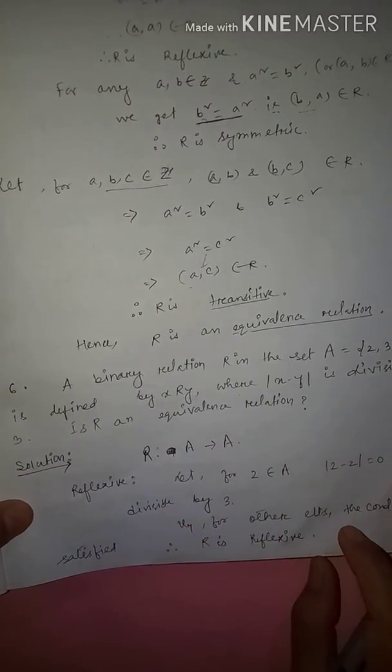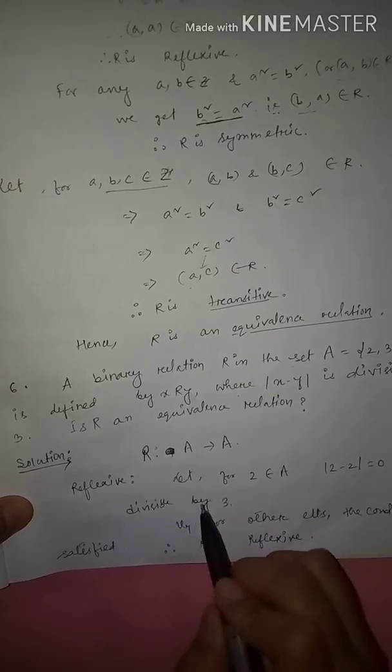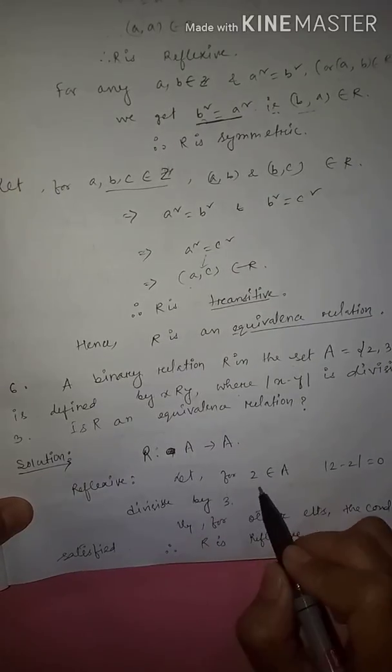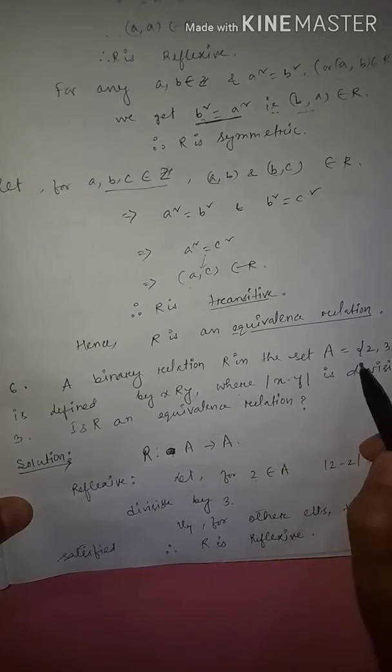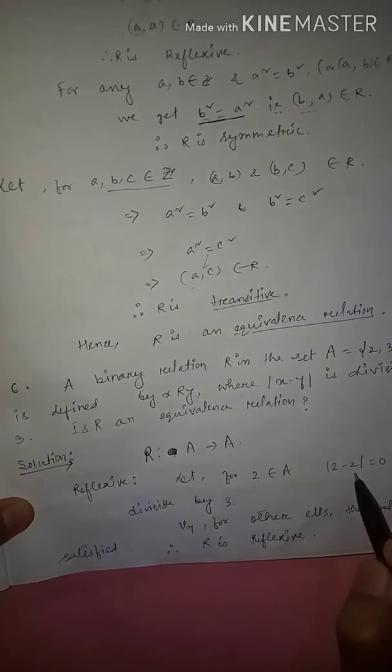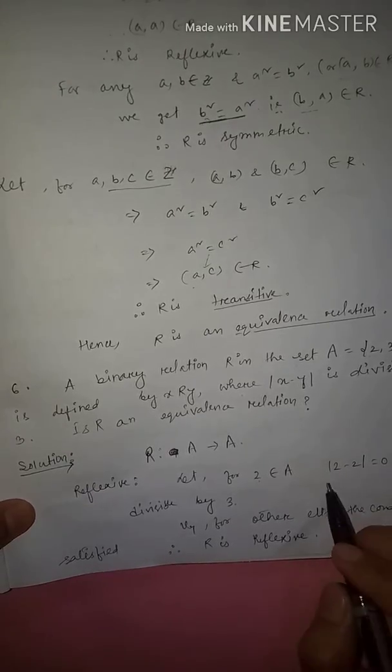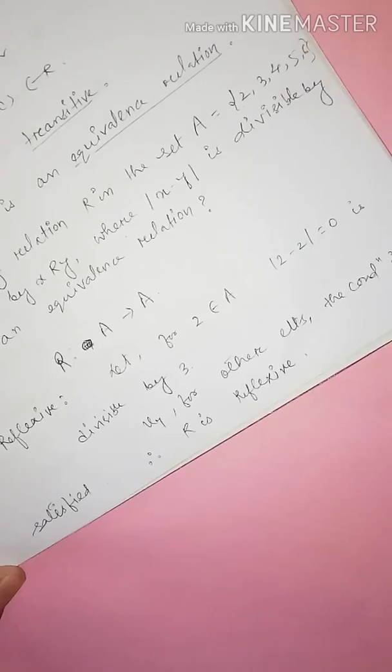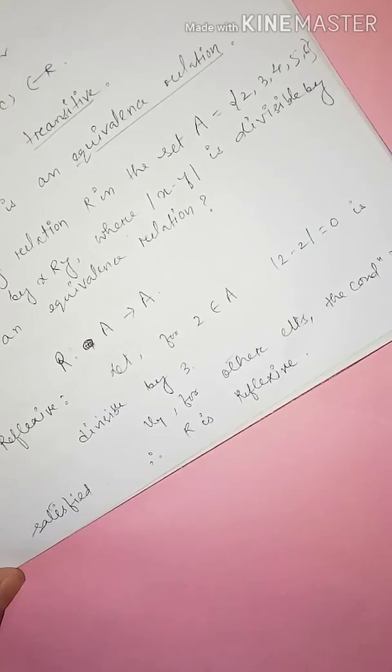For reflexivity, let us take the element 2 in this set. 2 belongs to A. Now modulus of 2 minus 2, which is always equal to 0, and 0 is divisible by 3, right? Similarly, for the other elements in the set A also this condition is satisfied. That means 3 minus 3 equals 0, and it is divisible by 3, and so on. Therefore, R is reflexive.